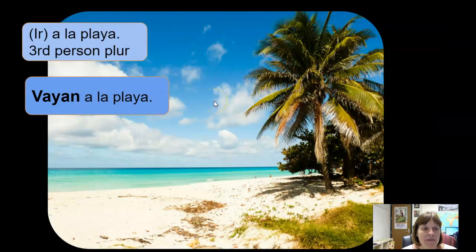Ooh, I already gave you the answer, so this one's a little bit easier. So ir is irregular. A la playa means to go to the beach. And I asked you to put it in the third person plural. Vayan a la playa. Cuba has some of the most amazing beaches in the Caribbean.